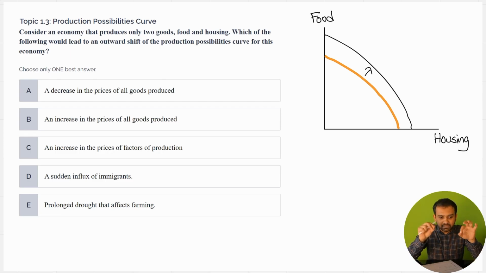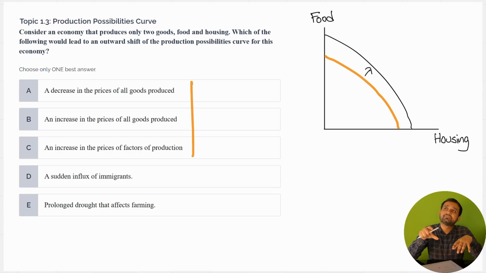All right. So among the options available, we need to see, are they affecting quality or quantity of factors of production, or are they improving the technology? So let's look at it. For the first 3 options, all of them talk about changes in the prices of goods. Now, prices of goods changing has nothing to do with the resources available in the economy, right? So the change in prices of goods will have no effect on the production capacity of an economy, because the production capacity is drawn assuming all resources are being used to produce either of those 2 goods, right? Okay.